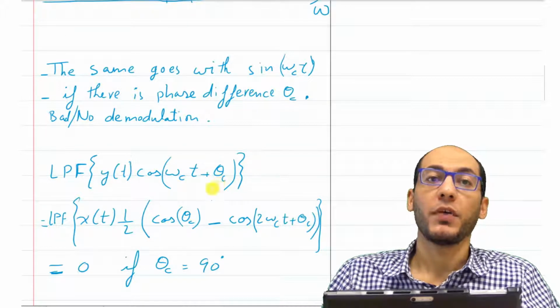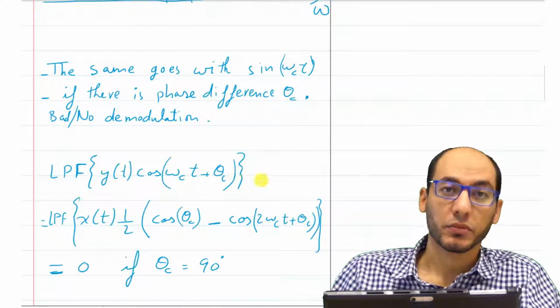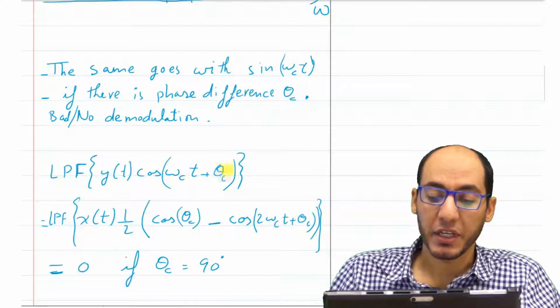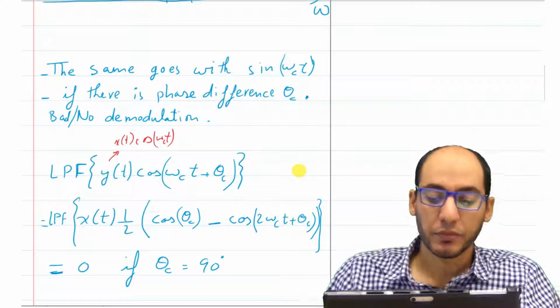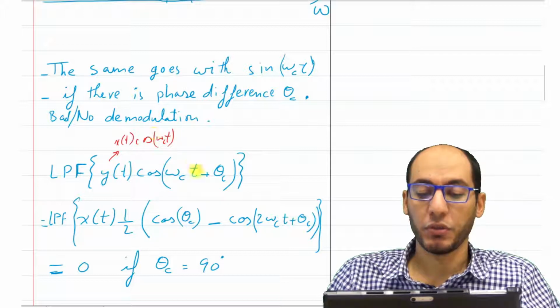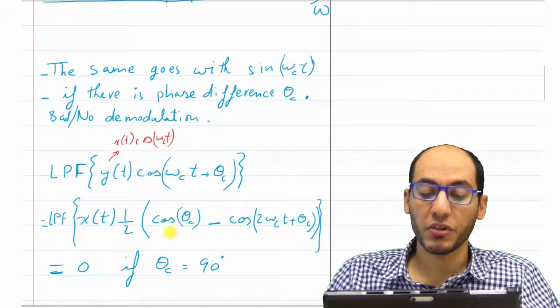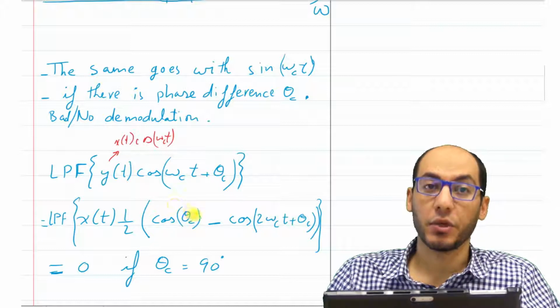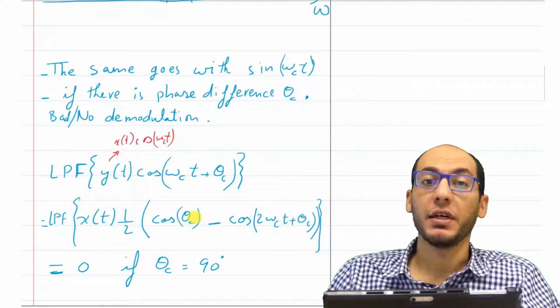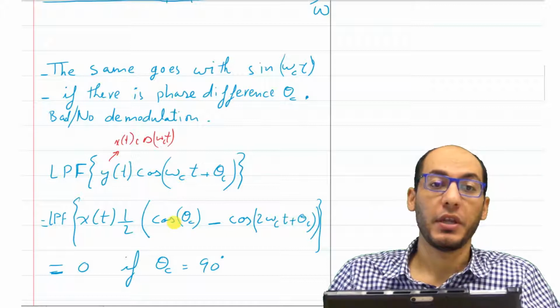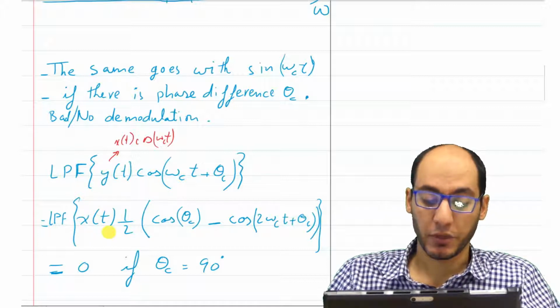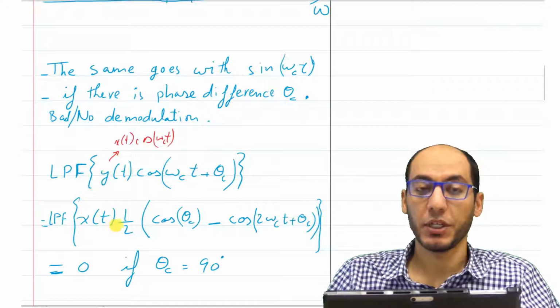So if you're multiplying by cosine omega ct plus theta c, although this was x of t cosine omega ct, then there is a phase shift between the two. And this phase shift is not going to result in a 1. It's going to result in a value less than 1. If theta c was 90 degrees, you're going to be very unlucky. You're going to get a 0, which means that you're not going to be able to decode anything of this signal. And that's why it is called coherent demodulation.